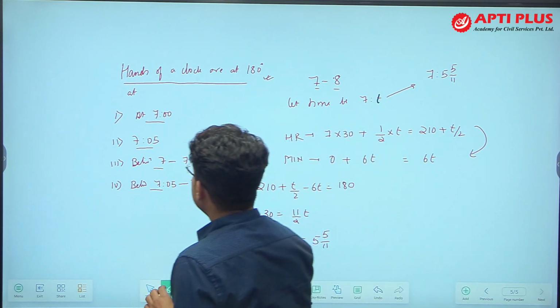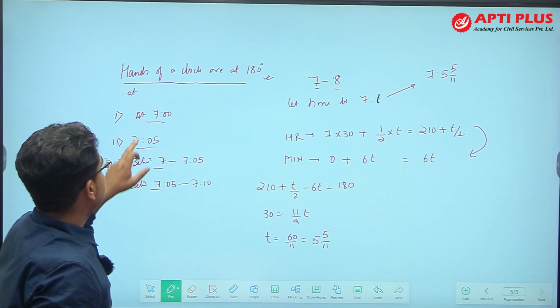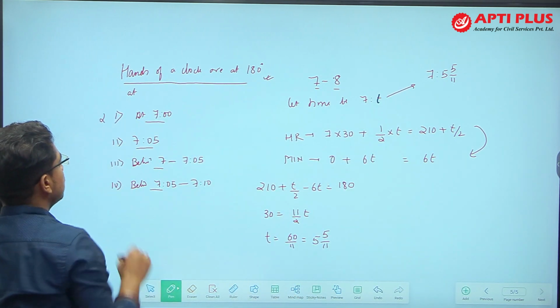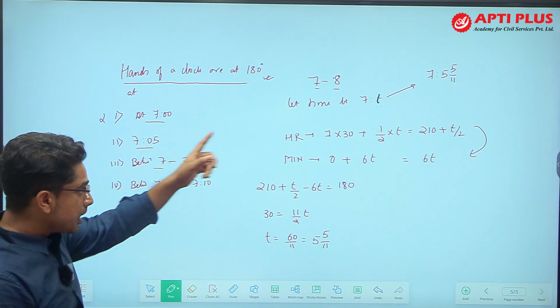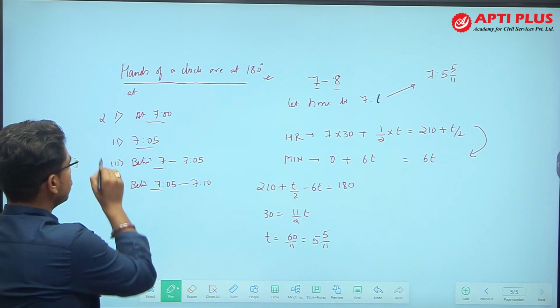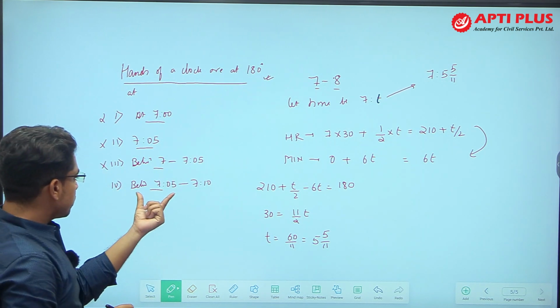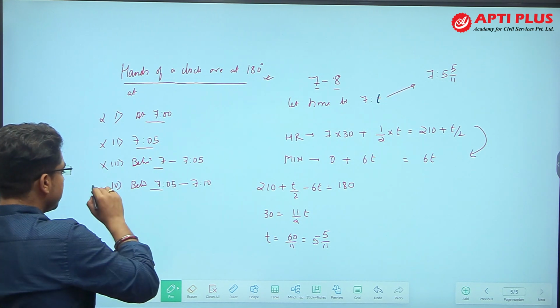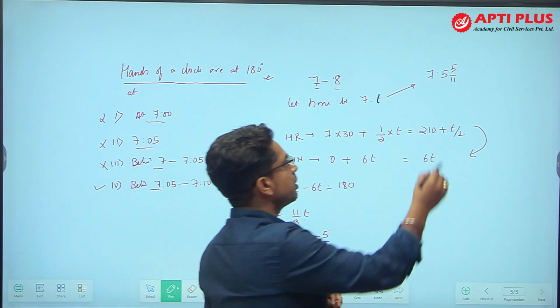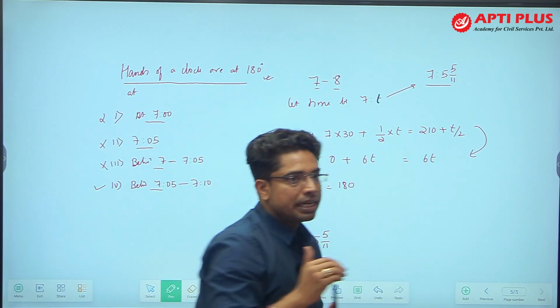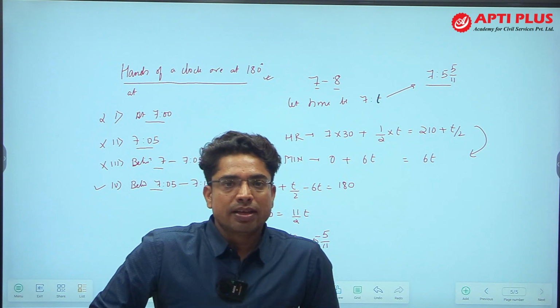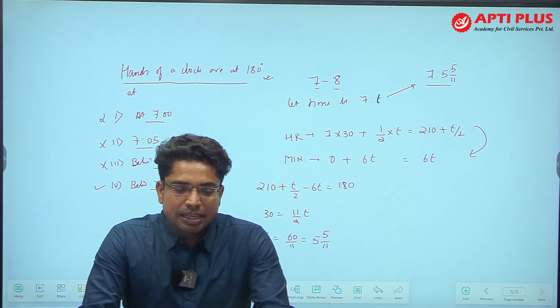So which of the following options should be correct? Is it 7 o'clock? Definitely no. Is it 7:05? No, it has to be more than 7:05. So that is wrong. Then it says between 7 and 7:05? No. Between 7:05 and 7:10? Definitely correct, because my answer is 7:05 and 5 by 11, so it is slightly more than 7:05. I hope this makes it easy, right?